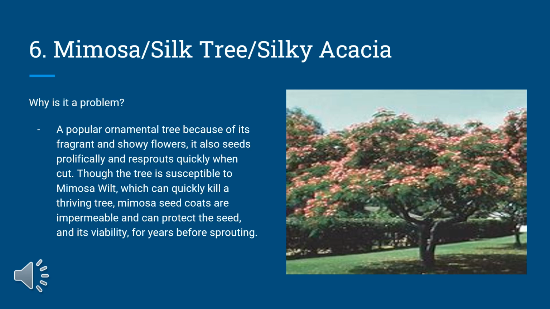Number 6. Mimosa or silk tree. Why is it a problem? A popular ornamental tree because of its fragrant and showy flowers. It also seeds proficiently and resprouts quickly when cut. Though the tree is susceptible to mimosa wilt, which can quickly kill a thriving tree, mimosa seed coats are impermeable and can protect the seed and its viability for years before sprouting.